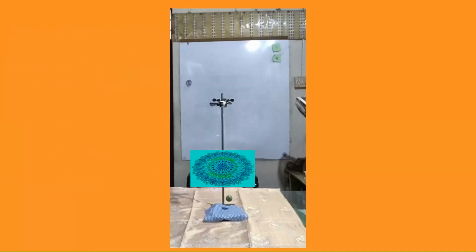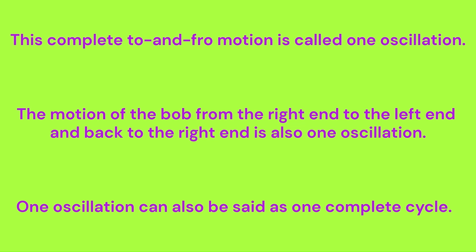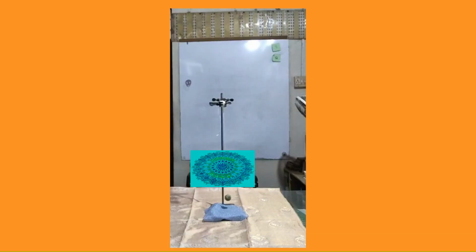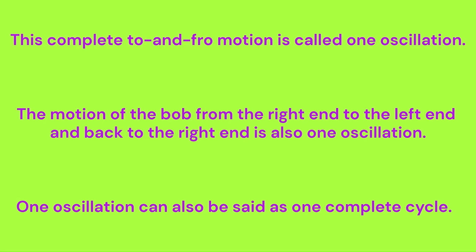This is one oscillation. Left to right and back to left is one oscillation. This complete to and fro motion is called one oscillation. The motion of the bob from the right end to the left end and back to the right end is also one oscillation. One oscillation can also be said as one complete cycle.